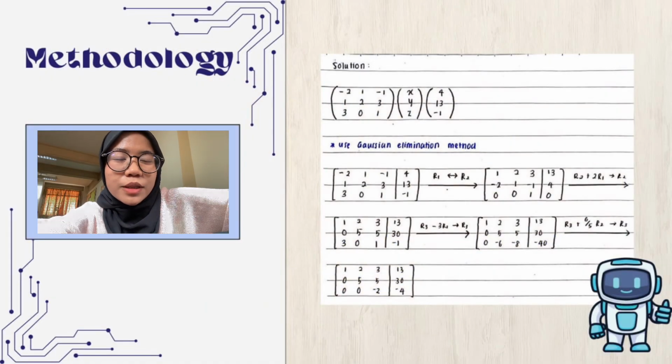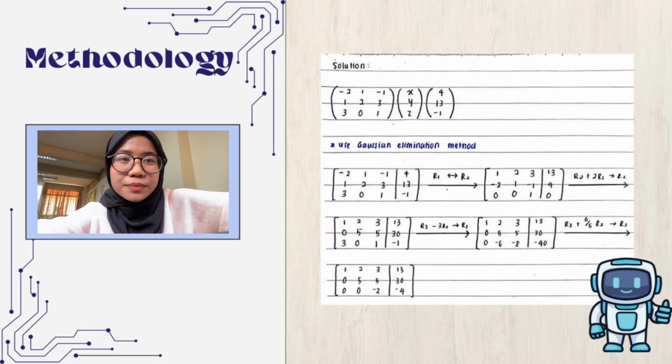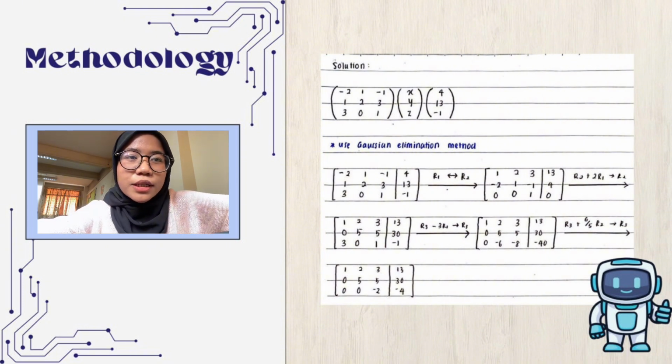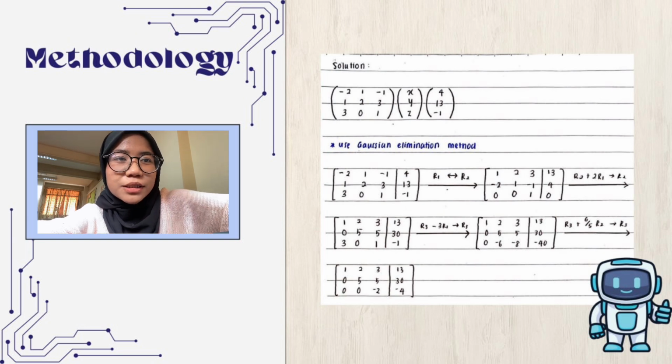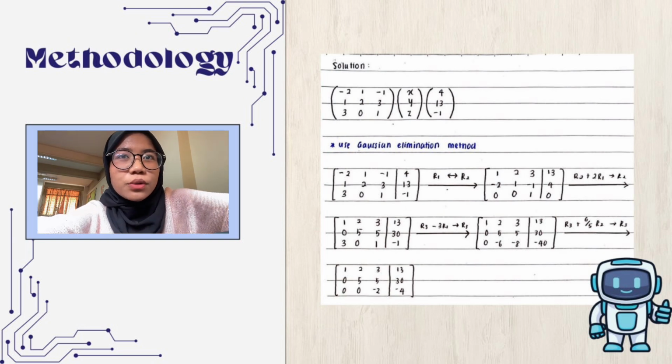So now I'm going to explain the solution for the question given. The question is in the form of a system of linear equations. So there are three ways to solve it, which are substitution, elimination, and matrix algebra. Here we will use matrix algebra. First we need to write the system in matrix form, Ax equals b.